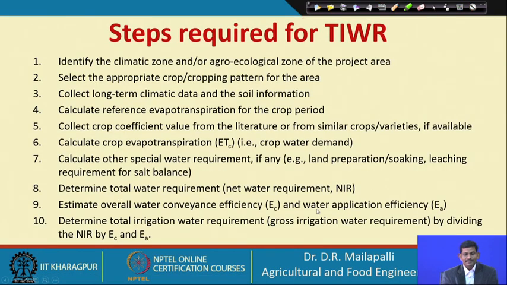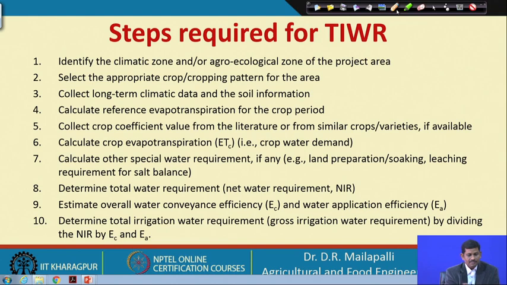So, then the steps required for total irrigation water requirement. The first step is to identify the climate zone and agroclimatic zone of the project area. First thing is a kind of reconnaissance: you just go there and see what the climate zone and agroecological zone of the project area are. Then the next thing is to select the appropriate crop and cropping pattern for the area, which are suitable for the agroclimatic zone. And third, collect the long term climatic data and soil information, as well as crop information.